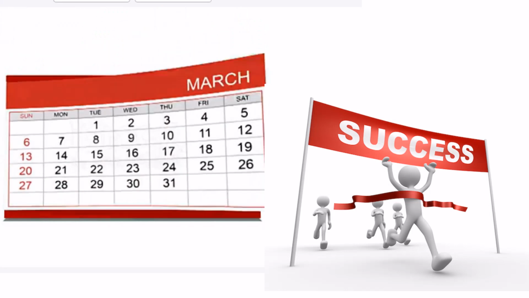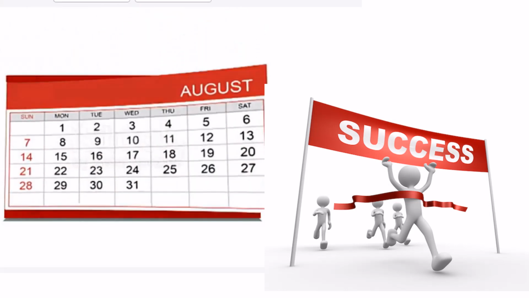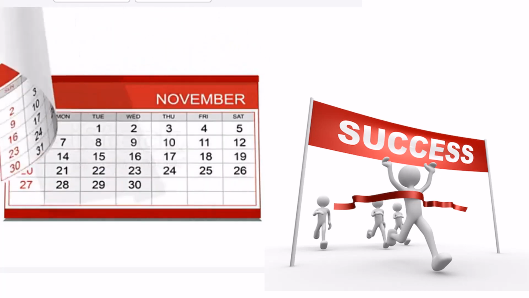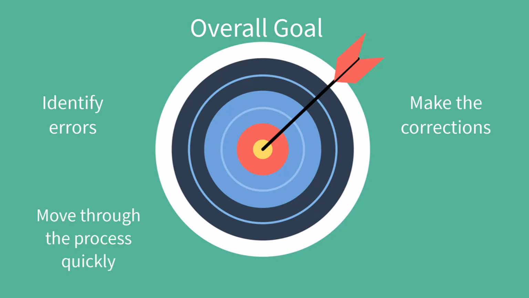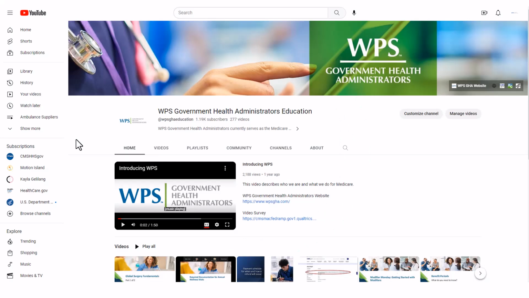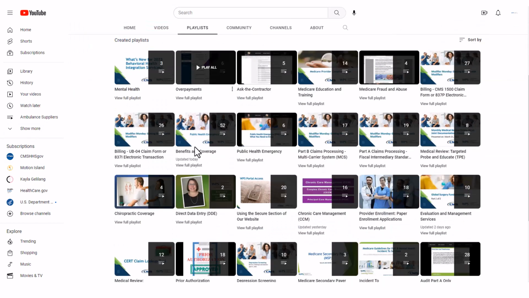Once your probe is complete and we find that you're compliant, you will not be reviewed again for at least 1 year on the same topic. Remember, our overall goal in this process is to help you identify those errors, make those corrections, and move through this process quickly. In order to achieve this goal, we are also including links to some of our YouTube videos that you will find helpful in navigating the TPE process.